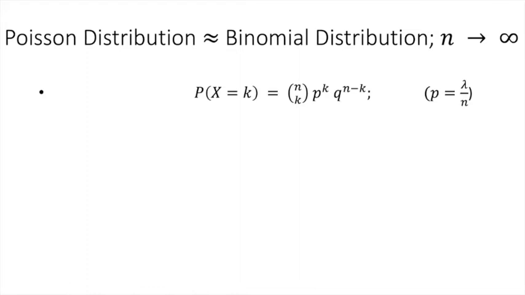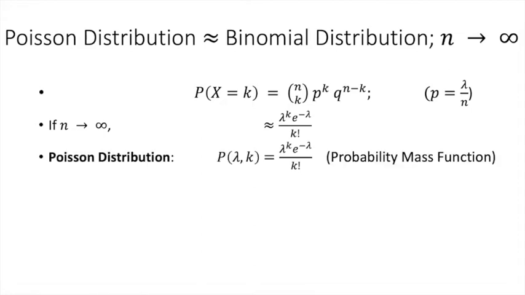It turns out that when n tends to infinity, the binomial distribution can be approximated by what is called a Poisson distribution. So here's the formula for the binomial distribution again, where p equals lambda over n. And when n tends to infinity, the formula for the binomial probability mass function turns into this expression on your screens. Hence we get what we call the Poisson distribution, where lambda is the parameter of the distribution and k is the number of successes that we want to observe.